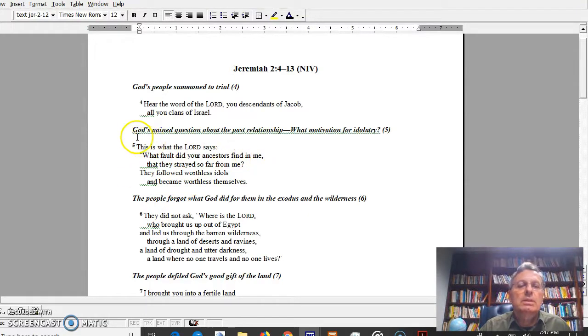So I have put it this way. God's pained question about their past relationship. What motivation for idolatry? That's very specific. I'll try to be as clear as I can. The Lord said, what fault did they find that they strayed so far from me? They followed worthless idols and became worthless themselves. So God is upset about something.